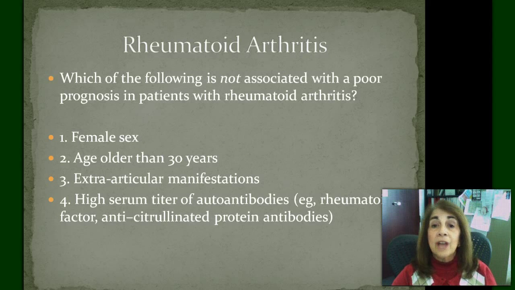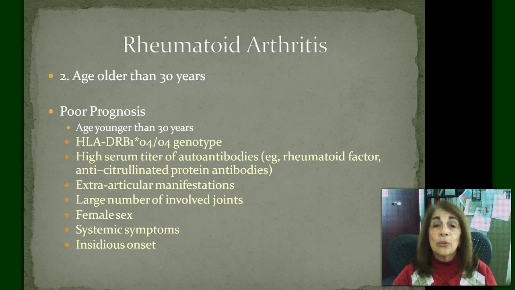Which of the following is not associated with a poor prognosis in patients with rheumatoid arthritis? 1. Female sex. 2. Age older than 30. 3. Extra-articular manifestations. Or 4. High serum titer of autoantibodies, such as rheumatoid factor and other protein antibodies. Not associated: age older than 30.